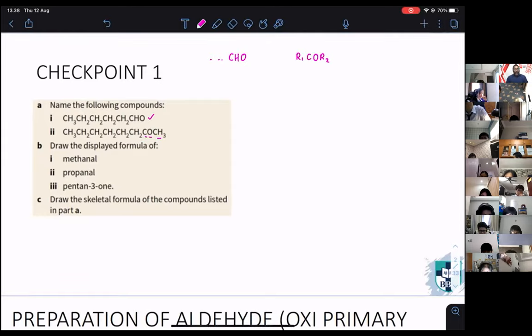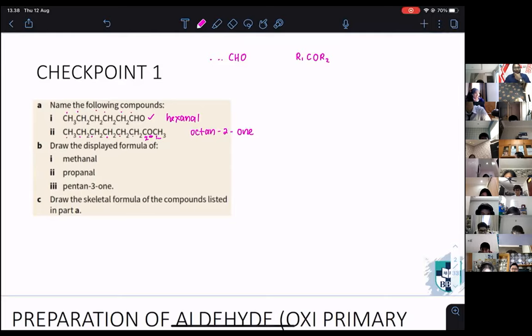So if I want to name this, quite simple, how many carbons? 1, 2, 3, 4, 5, 6. So this is hexane now. And if I want to name this one, 1, 2, 3, 4, 5, 6, 7, 8, so octane. And then the oxygen is at carbon number 2, so it's going to be 2-one. So you need to be careful with the naming part.